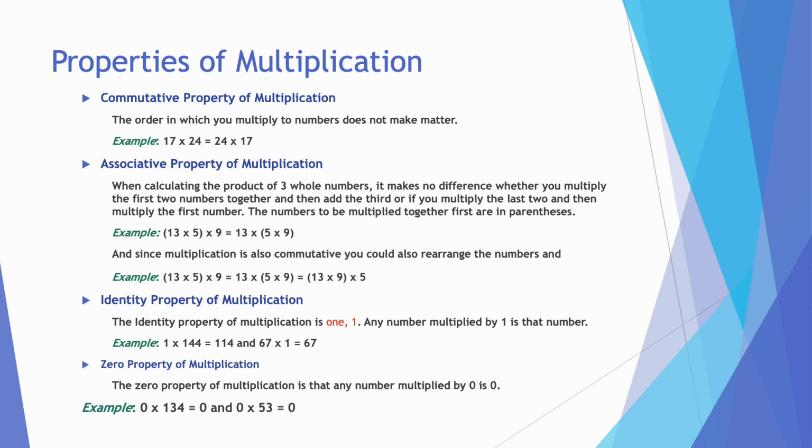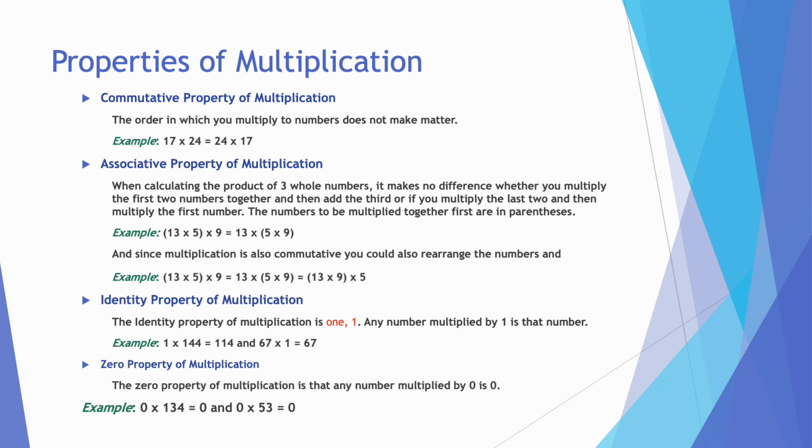And there are some properties of multiplication. The commutative property of multiplication. Just like the commutative property of addition, with this property, the order in which you multiply numbers does not matter. So 17 times 24 is the same thing as 24 times 17.